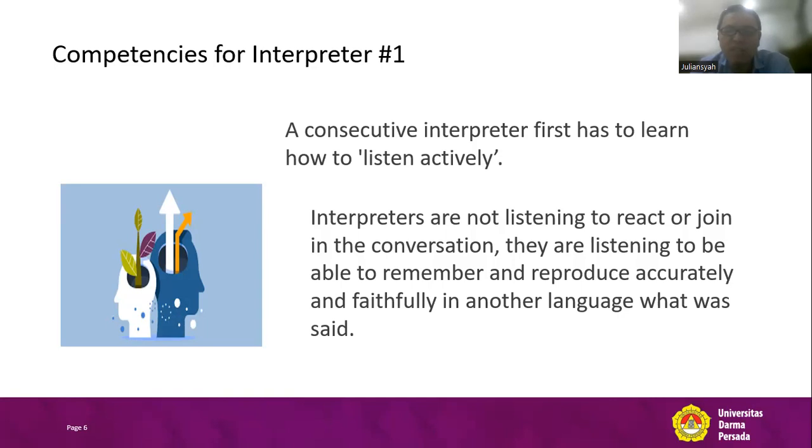Now, could you read number 1, competencies for interpreter number 1? Okay, sir. Competencies for interpreter number 1. A consecutive interpreter first has to learn how to listen actively. Interpreters are not listening to react or join in the conversation. They are listening to be able to remember and reproduce accurately and faithfully in another language what was said.